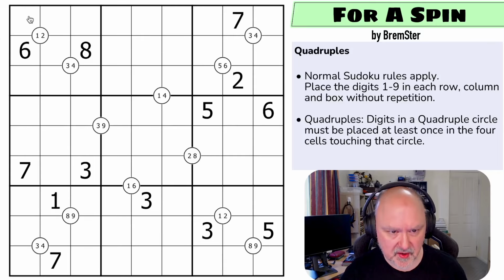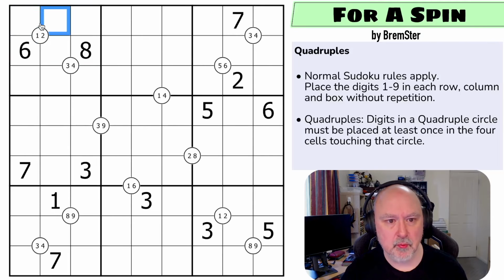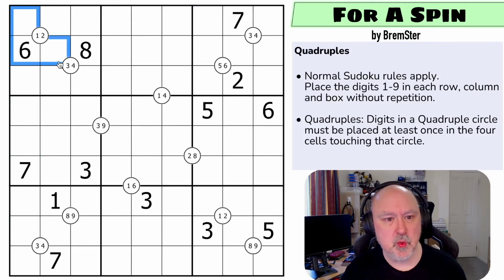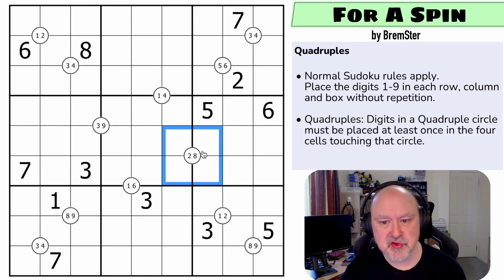Normal Sudoku rules apply. So in every box, in every row, and in every column, the digits 1 to 9 must be placed without repetition. And the only other rule we've got is quadruples, which means digits in one of these quadruple circles must be placed at least once in the 4 cells touching this circle. So we know there is a 1 and a 2 in those 4 cells. And around here, we have to put at least 1 2 and at least 1 8. It might be possible that both of those are 2s, but there must be at least 1 2 in those 4 cells. They're the rules of the puzzle.